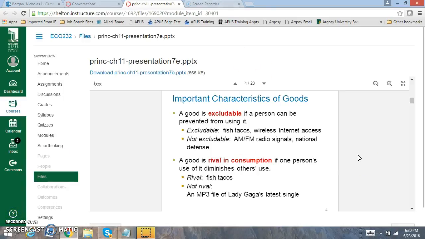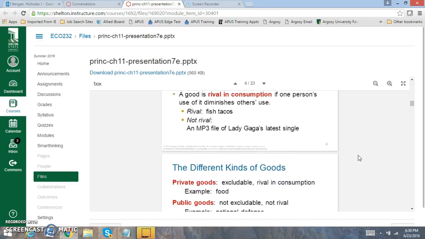So when we look at 2 different goods, we're looking at both excludable and rival. Excludable is things that people are not able to buy because of the money that they have. When we look at rival, we're looking at consumption. When one person consumes it, another person can't. So a private good is both rival and excludable, whereas a public good is non-rival and non-excludable.